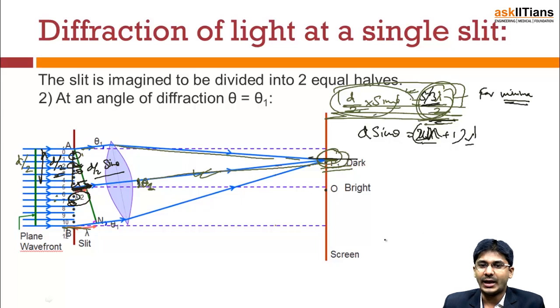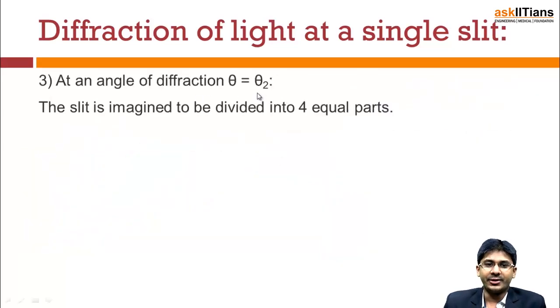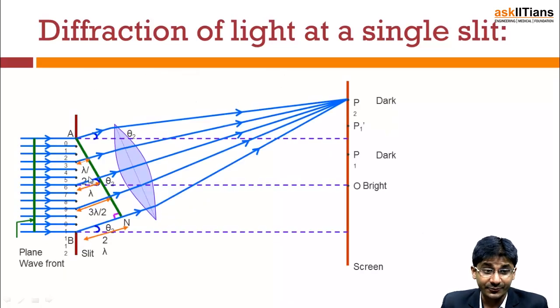Had this path difference been this, it would have been... So at an angle of diffraction theta equal to theta 2, consider a different position like this, at a different angle theta. Here we can divide it into 4 parts, and again we apply the same logic: this portion interferes with this portion destructively, giving you a diffraction minima. Similarly, this portion will interfere with this, and it will give you a diffraction minima.